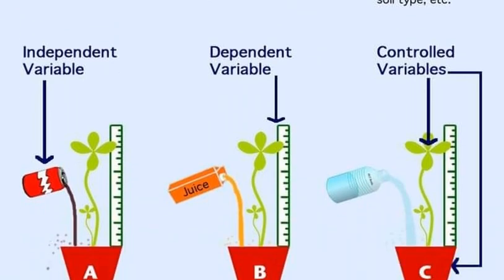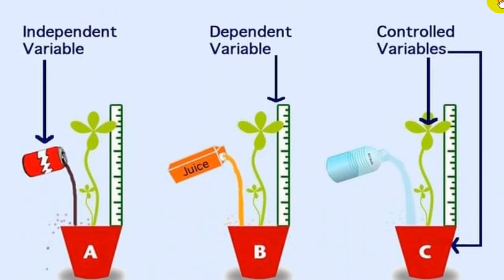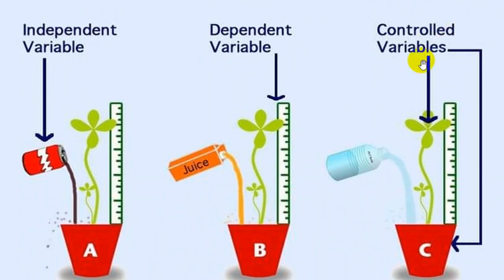So in a picture, let's explain it diagrammatically. If we see the three variables, the first one is the independent variable, in which we water the plant, and this water is basically independent. The plant is dependent on this water.